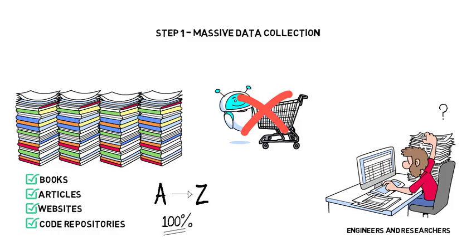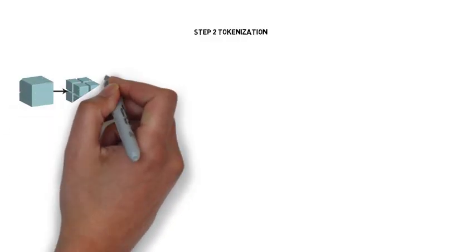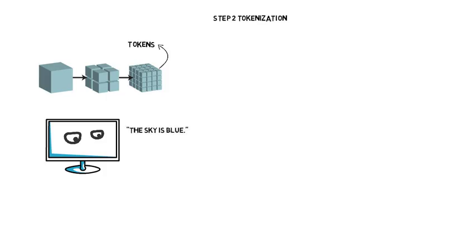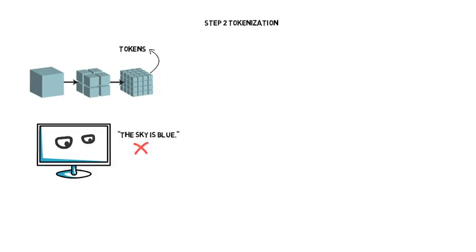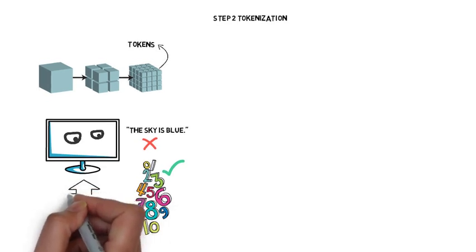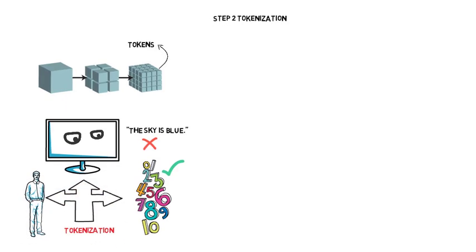Now the question is, what happens to all this data? How does an LLM process this? This brings us to our step number 2, tokenization. Fundamentally, tokenization is the process of breaking down raw text into smaller units, tokens, that a computer model can process. This is critical because computers don't understand words. They work with numbers. In short, tokenization is the bridge between human language and machine-readable numeric data.